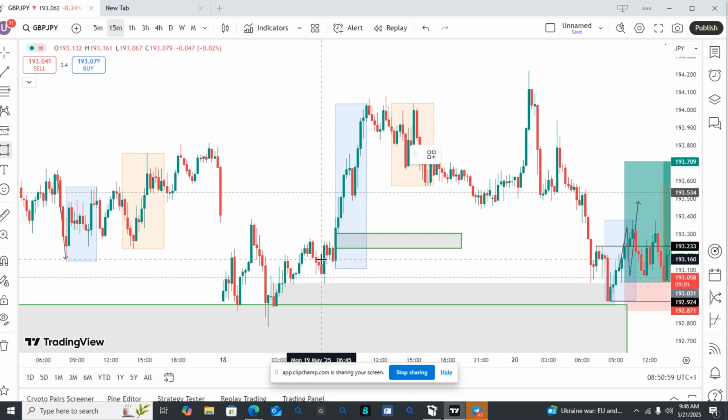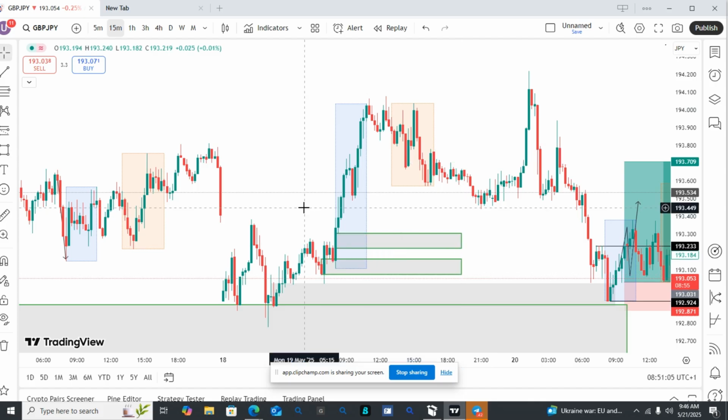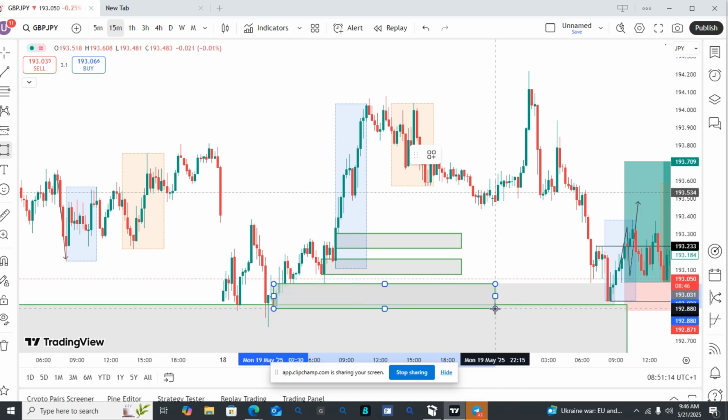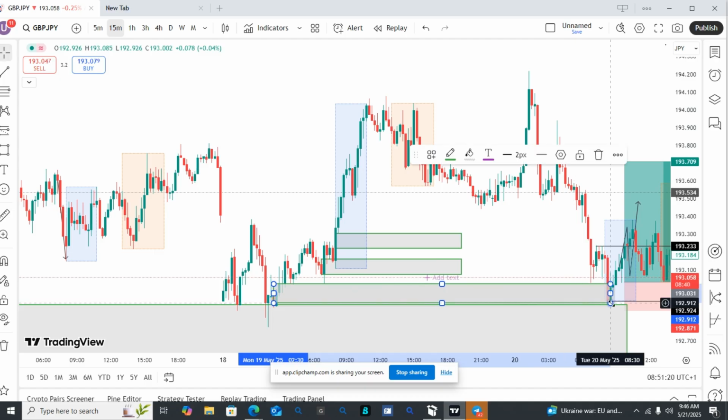We have an order block here. This is my second eye. And the third one was the main order block that moves this price up, which was this one here. You can see. So these are the three zones that fall within the discount zone.